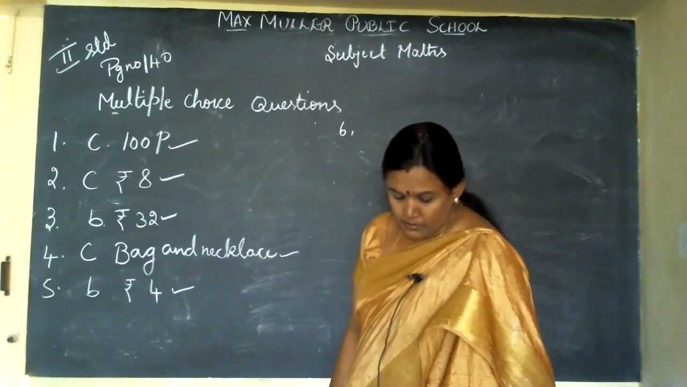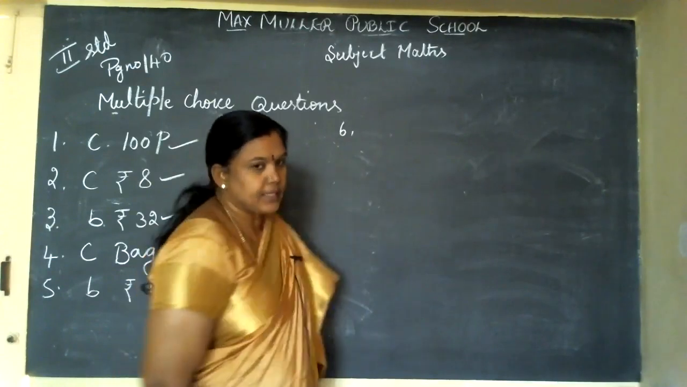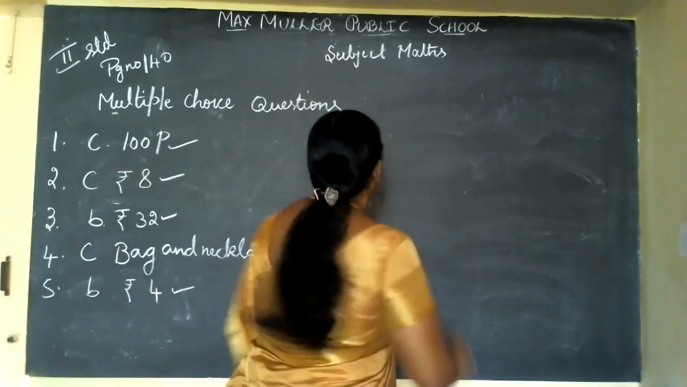Now count the paisa. 5 plus 2, 7, 8, 90 paisa. Answer is 650.